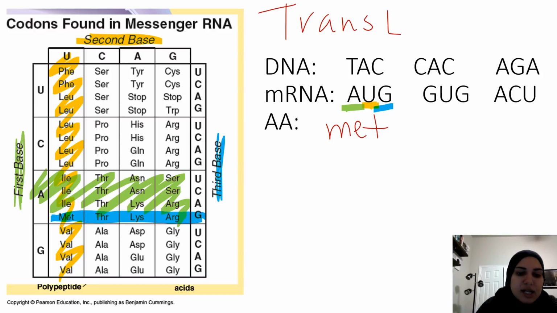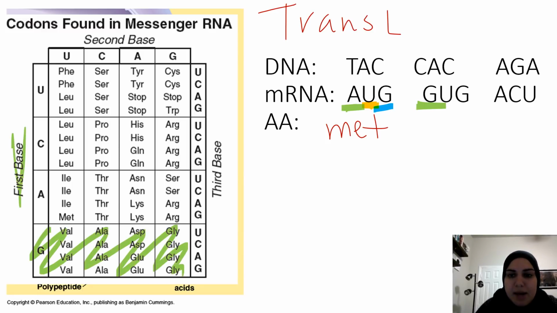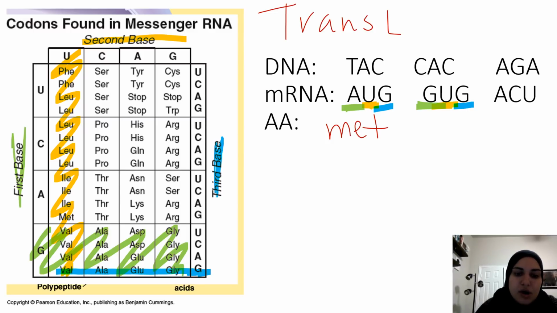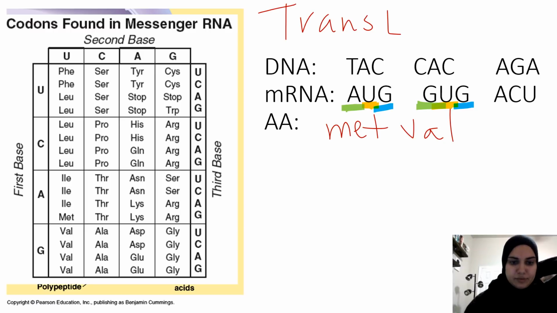Alrighty, let's go ahead and do the next one. So for my next one, again, we said that my first letter is G. So I go down here where it says first base, my first letter is G. My next letter is going to be U. So I go up here where it says second letter, follow U down. Look where green and yellow meet. And then my last letter is G again. So where does it say third letter? I go down here to where G is. I follow it across. Where do all 3 of my letters meet? That would be Val. Alrighty, let's go ahead and do our last one.